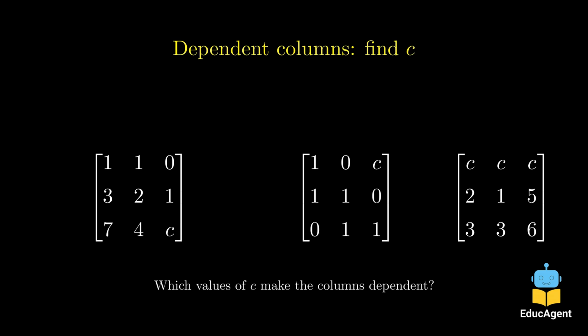We are given 3 3x3 matrices that depend on a number c. For each matrix, we want the values of c that make the 3 columns linearly dependent. Think for a moment. What test do you remember for column dependence of a square matrix? If you don't recall, you'll enjoy learning it here shortly.